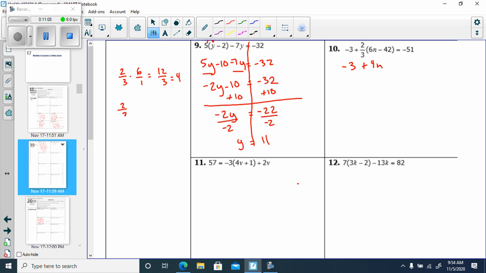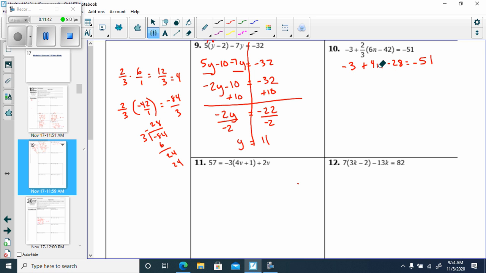2/3 of 42, negative 42. Okay? That's negative 42 over 1. Okay? That would give you negative 84 over 3. Let's see how many times 3 would go into negative 84. We're talking about a negative. 3 times 2 is 6. Okay. We wind up with 24. Negative 28, right? So let's put that in. That's negative 28 equal negative 51.